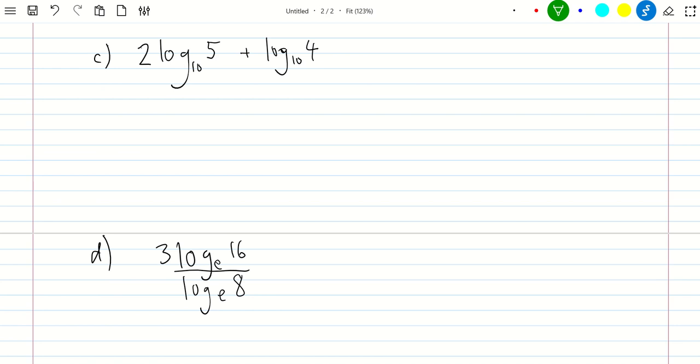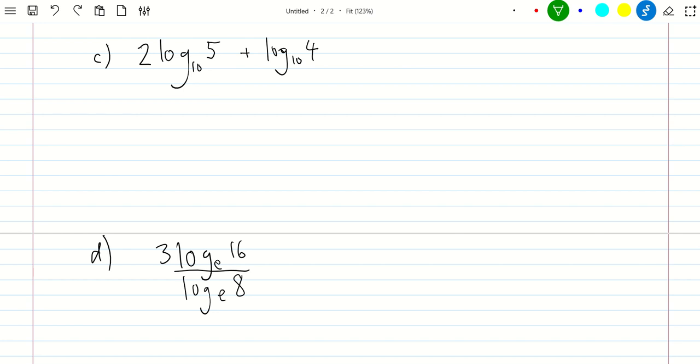Again, this is something that we can't actually deal with at the moment. We don't know 10 to the power of what is equal to 5. I don't know. I really couldn't tell you. 10 to the power of what is equal to 4. Again, we don't know. So we need to actually do a bit of work with this and think about what we can do to simplify.